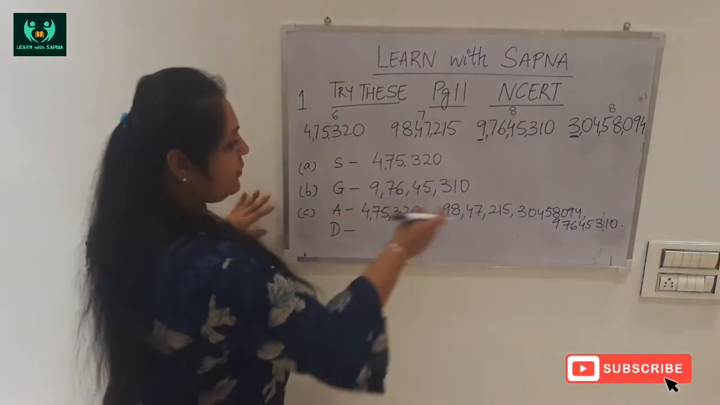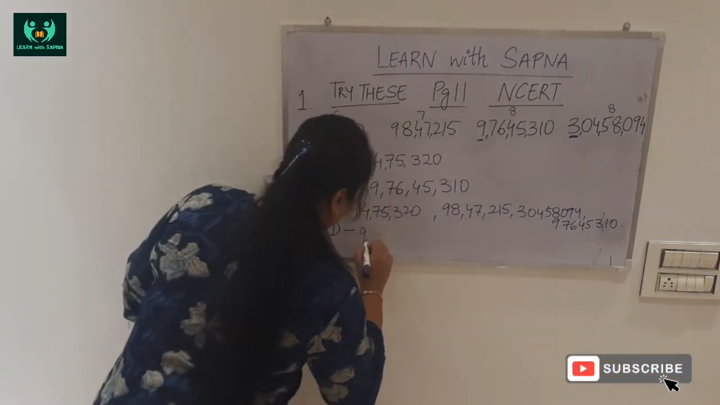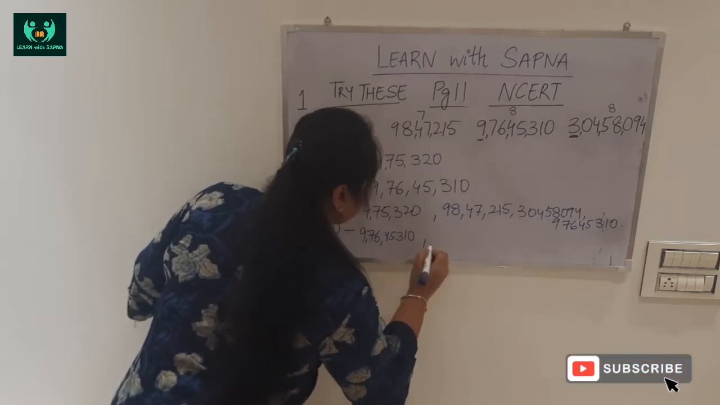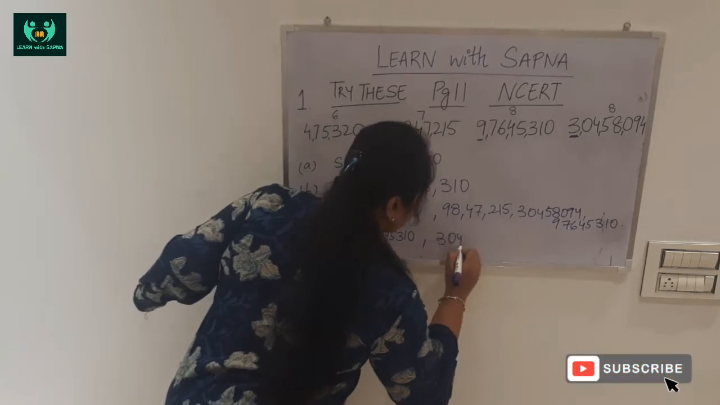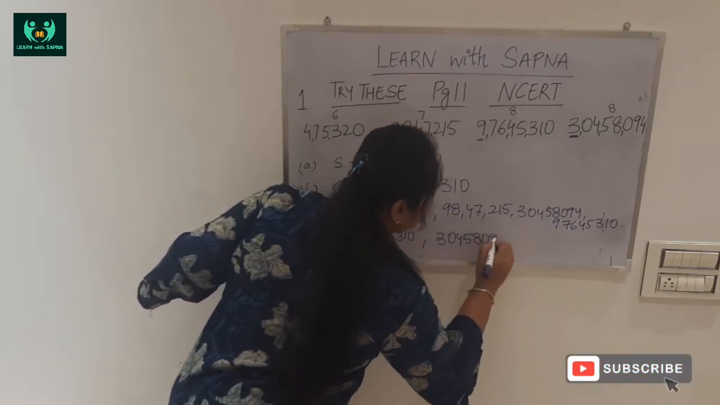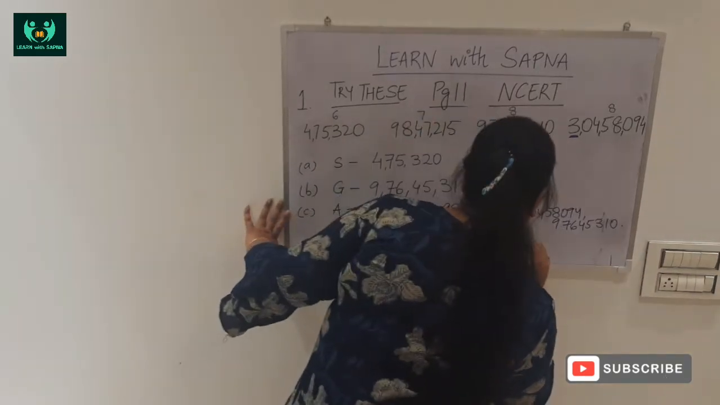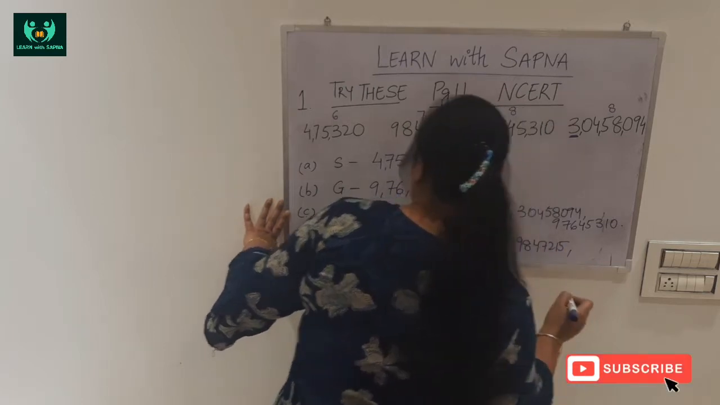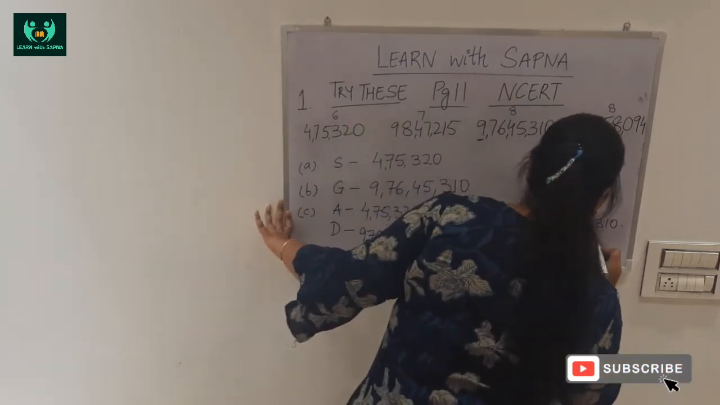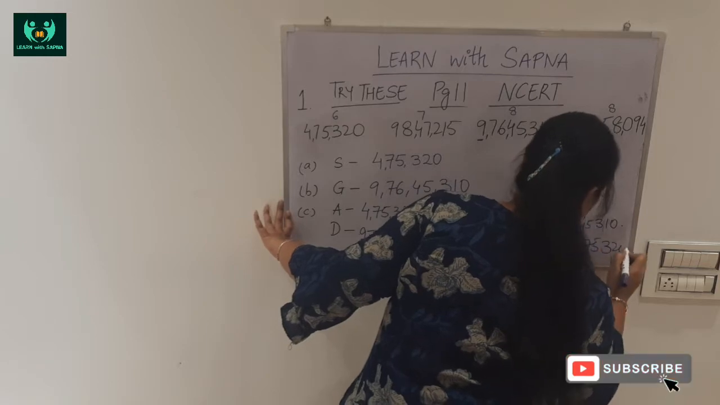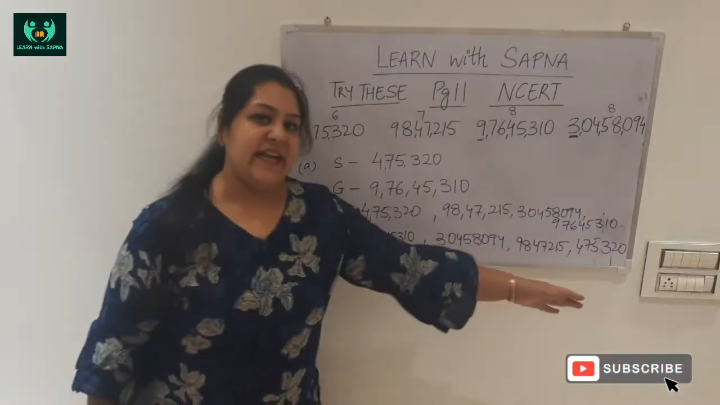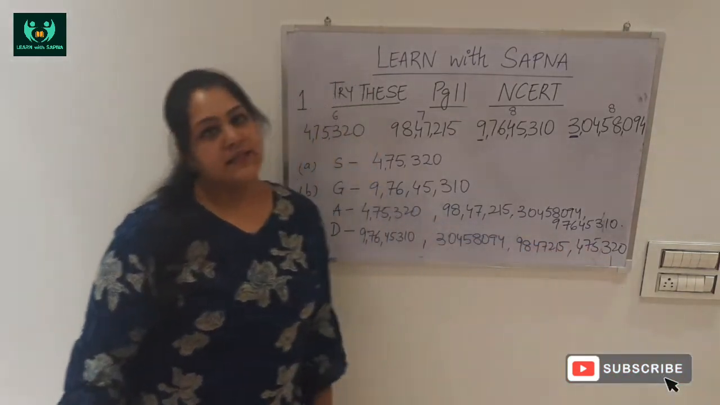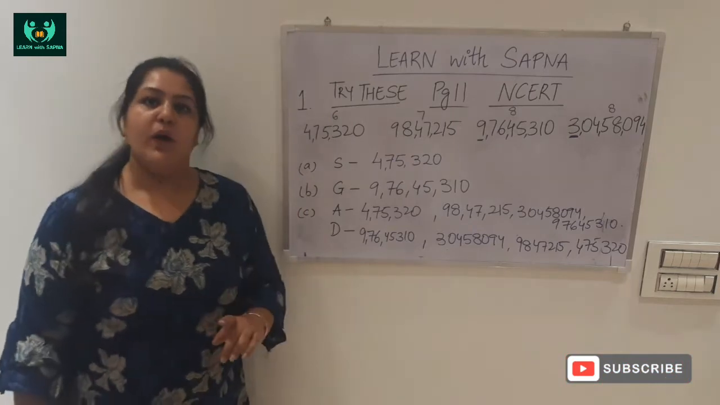Similarly, we'll write this in the opposite form. The greatest first: 9 crore 76 lakh 45,310. Then 3 crore 4 lakh 58,094. Then 98 lakh 47,215, and then 4 lakh 75,320. So this becomes our descending order. The greatest one first, followed by smaller, then even smaller, and then the smallest. So we're done with question number 1, all parts.